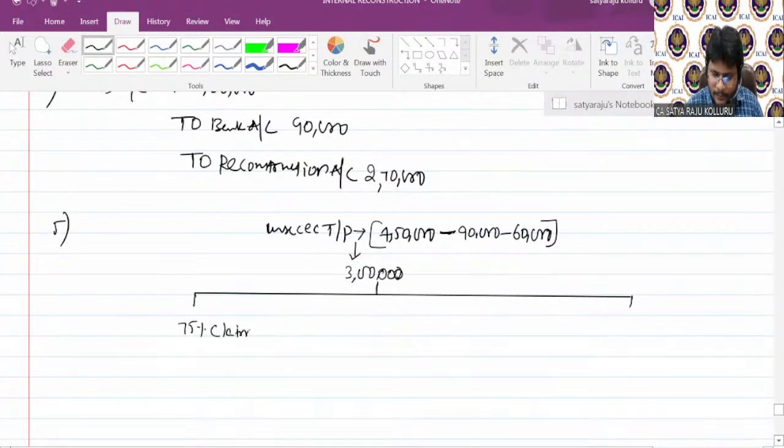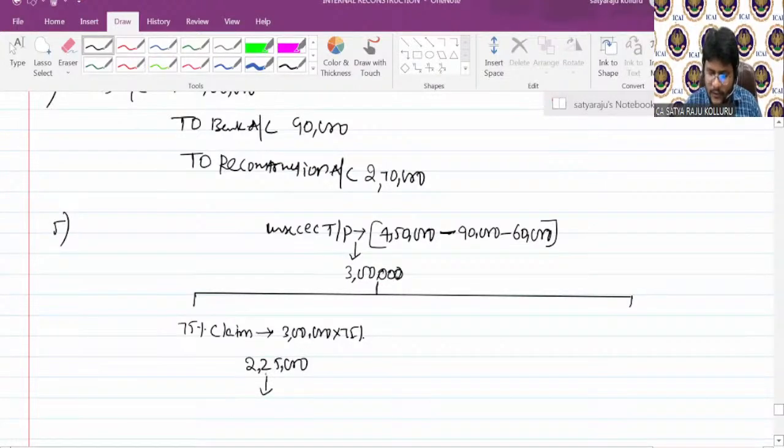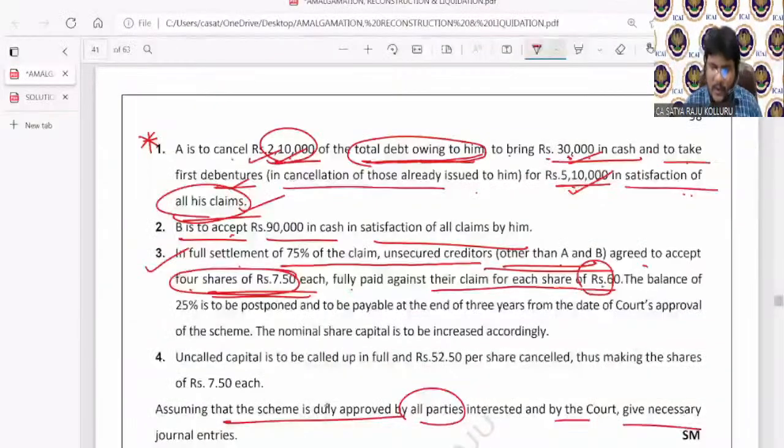Now, out of this 3 lakhs, he is talking about 75% claim. 75% claim means 3 lakhs into 75%. How much? It is 2,25,000. Okay. For this, what is he saying? In full settlement of 75% of the claim, unsecured creditors other than A and B agree to accept 4 shares of rupees 7.50 each, fully paid, against their claim for each share of 60 rupees. What does it mean, sir? For every 60 rupees claim, they are expecting 4 shares of 7.5, that is 4 into 7.5, 30 rupees. It is clearly given that for this 2,25,000, for every 60 rupees, we need to pay 30 rupees in the form of equity shares.